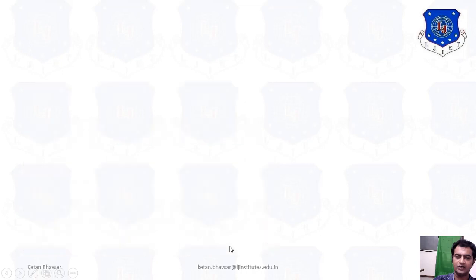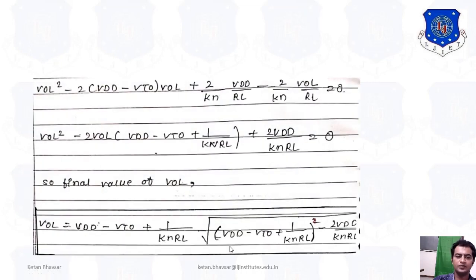So we take Kn by 2 as common. Here VOL square, minus 2 into VDD minus VT into VOL, plus 2 by Kn into VDD by RL, minus 2 by Kn into VOL divided by RL is equal to 0.